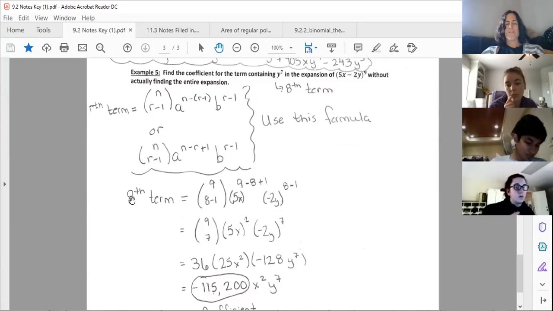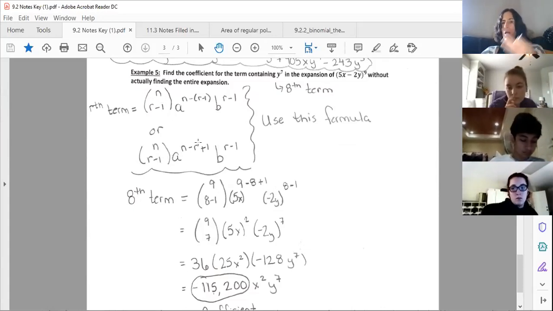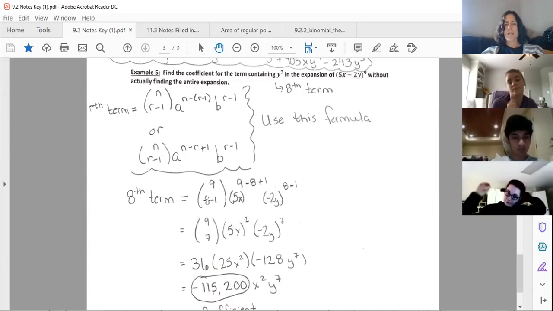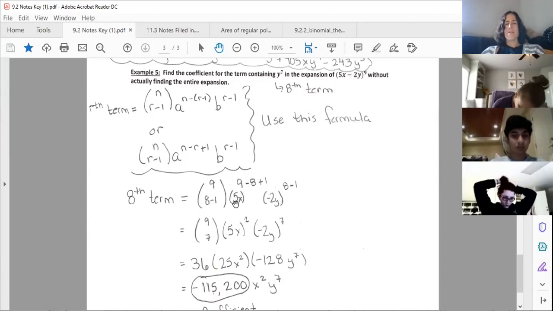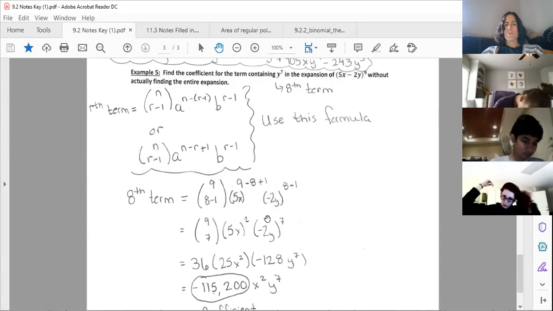So if I want to find the 8th term in this expansion, remember this n over r minus 1 in parentheses is just different notation for the combination. I do 9, which is the exponent, and r is 8, so 8 minus 1 is 7. This part is 9 choose 7. Then for the terms, I have (5x), raised to 9 minus (r minus 1). So 9 minus 7 is 2. And my second term is (negative 2y), raised to r minus 1, which is 7.